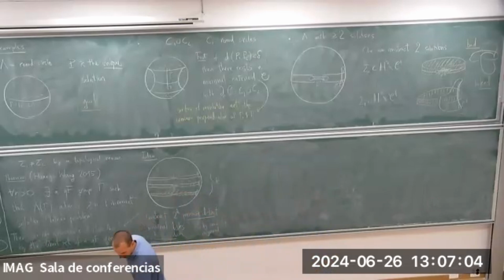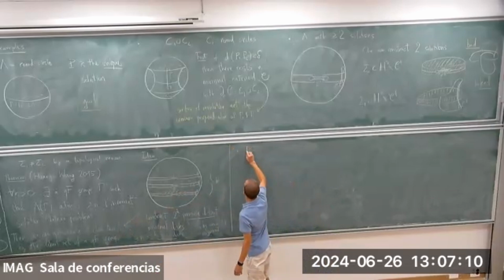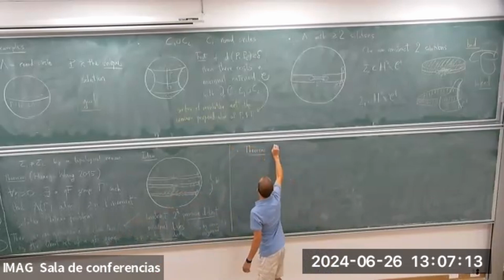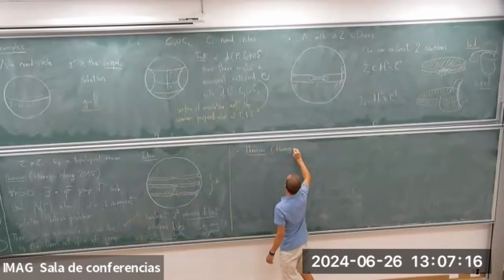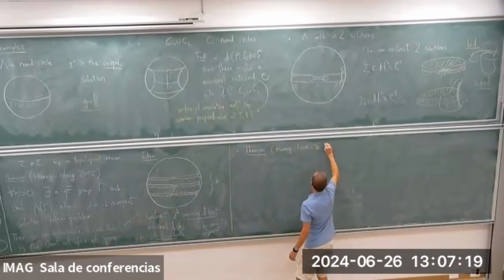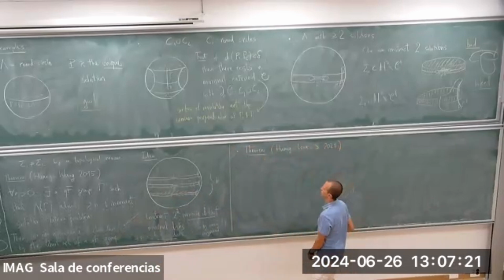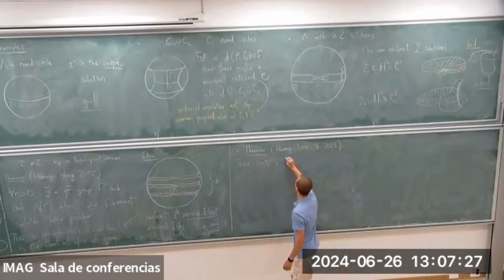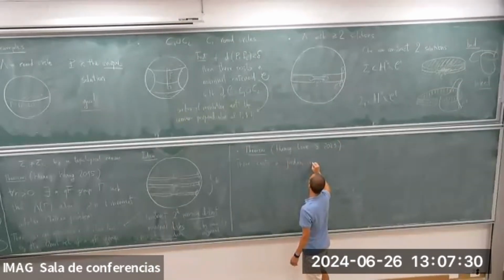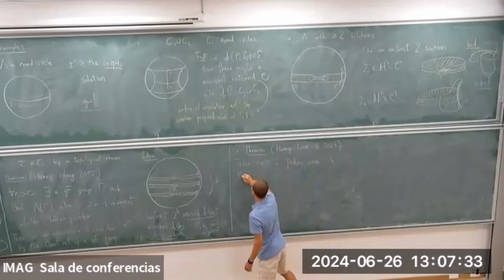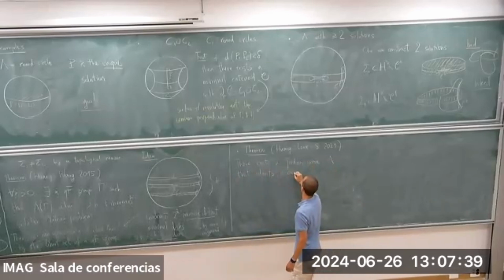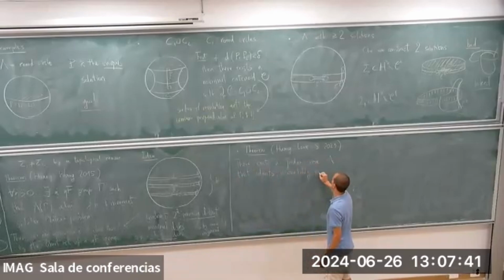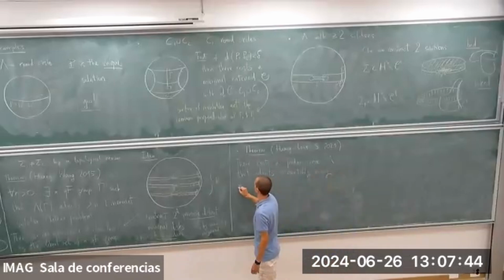Okay, and now I want to give the final example, but I will call it a theorem. So the theorem is that there exists a Jordan curve lambda that bounds probably infinitely many pairwise distinct solutions.